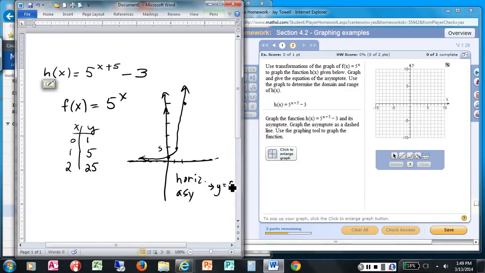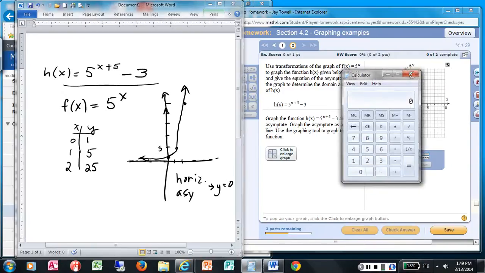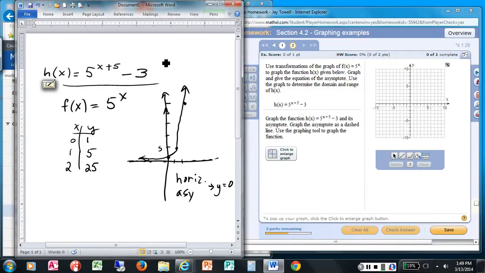Okay. All right, so looking back here at h of x, we notice the two parts of the shift that goes on. We know that the minus 3 here, it's located on the outside, so that would affect it by shifting the graph down 3. And so that takes everything of this 5 to the x graph, and we'll move everything down 3 units.